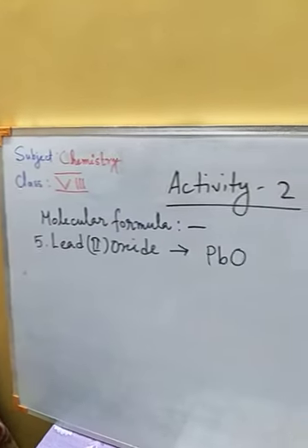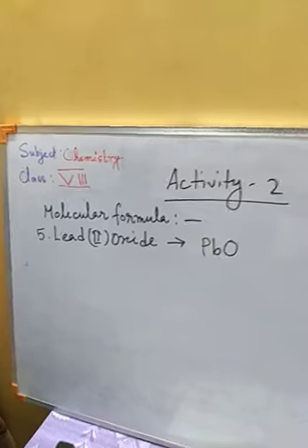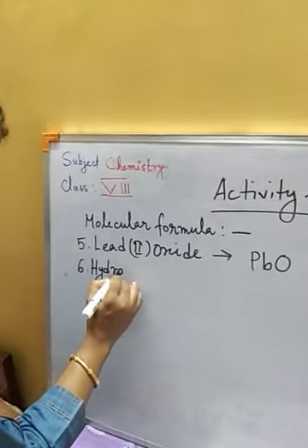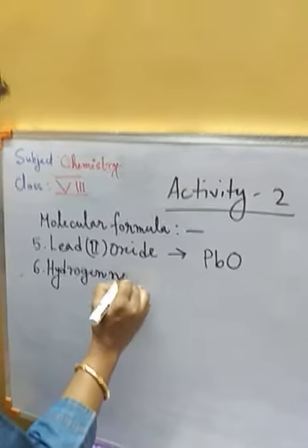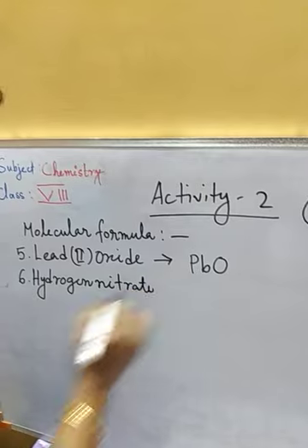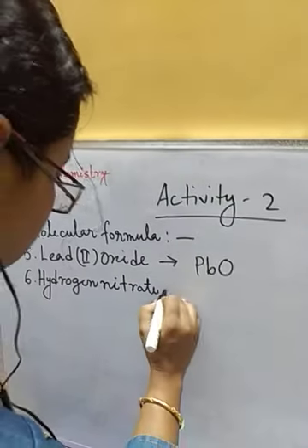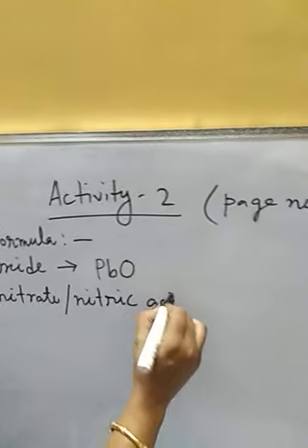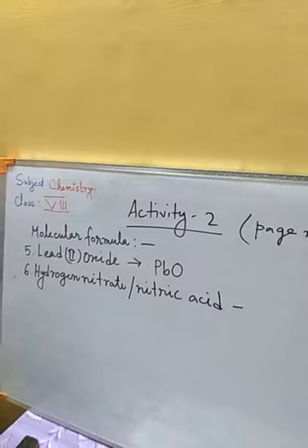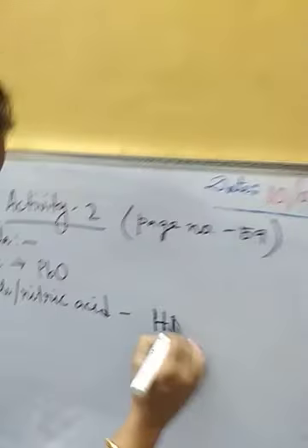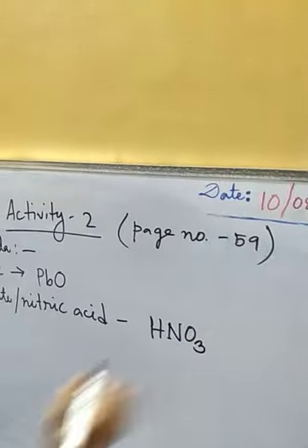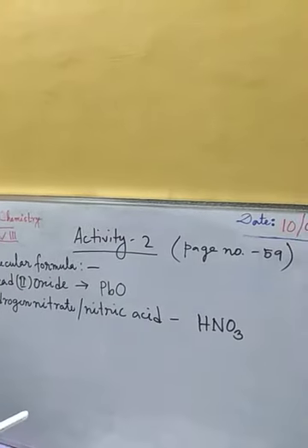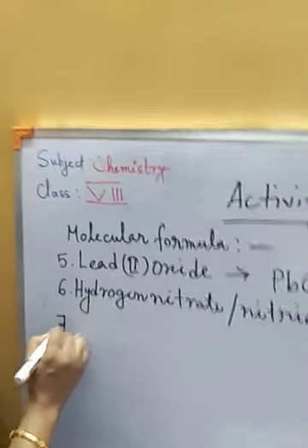Next, number 6, hydrogen nitrate. This we have already done. Hydrogen nitrate, or this is called nitric acid also. So HNO3. Hydrogen's valency is 1 and nitrate's valency is also 1. So HNO3.